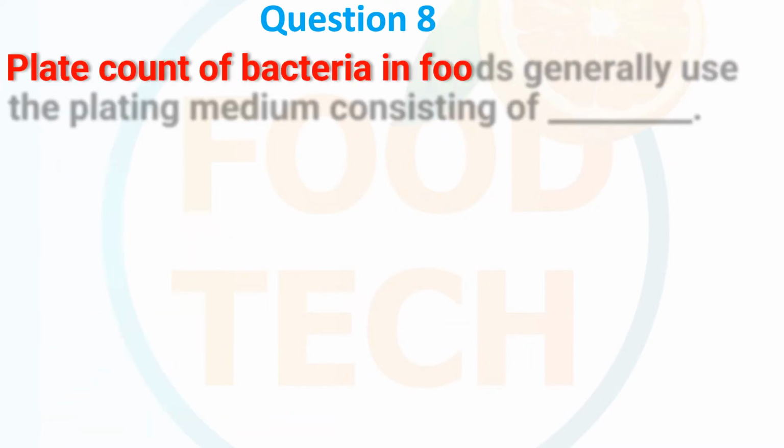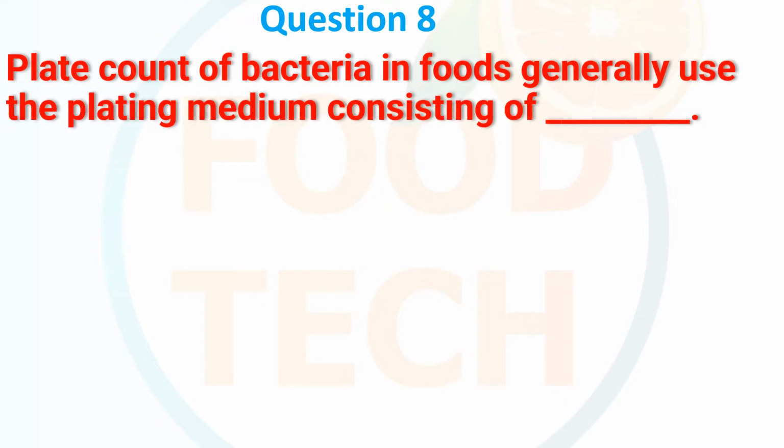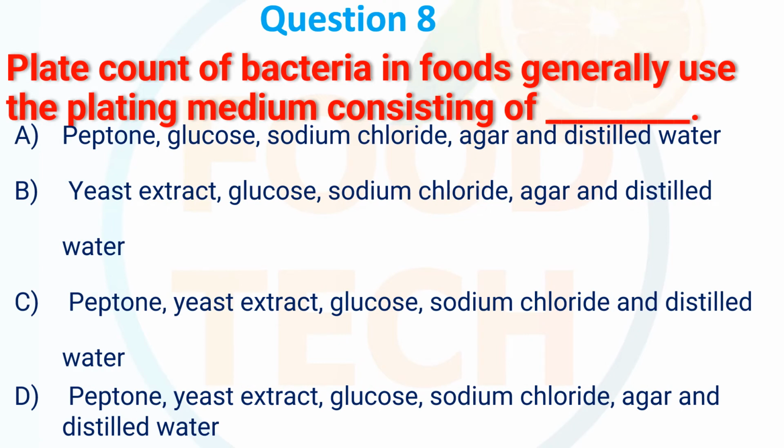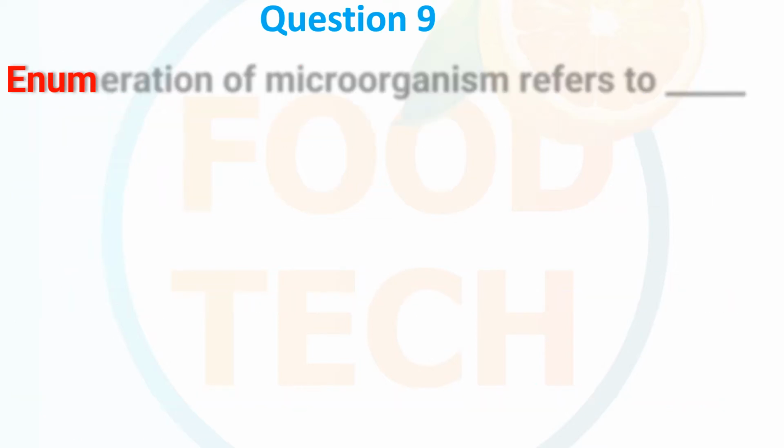Plate count of bacteria in food generally uses a plating medium consisting of A. Peptone, glucose, sodium chloride, agar and distilled water. B. Yeast extract, glucose, sodium chloride, agar and distilled water. C. Peptone, yeast extract, glucose, sodium chloride and distilled water. D. Peptone, yeast extract, glucose, sodium chloride, agar and distilled water. The answer is D. Peptone, yeast extract, glucose, sodium chloride, agar and distilled water.